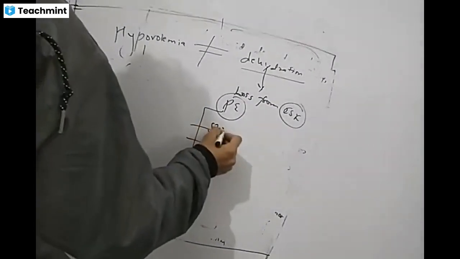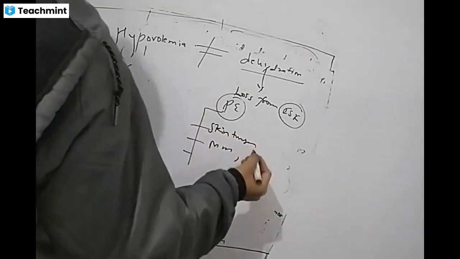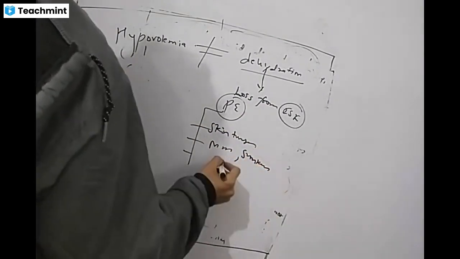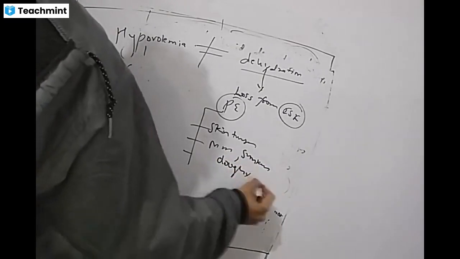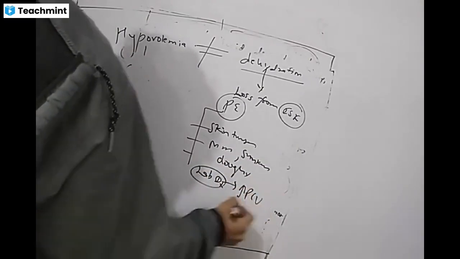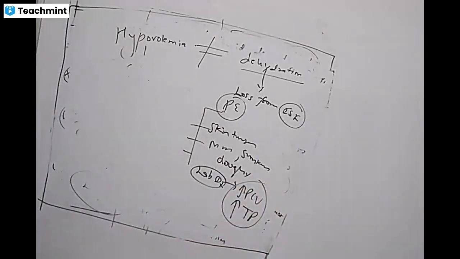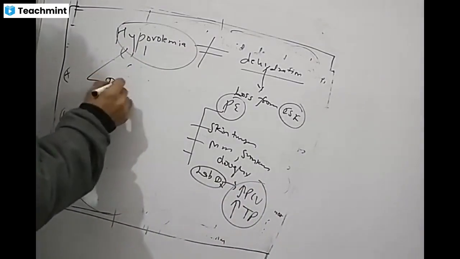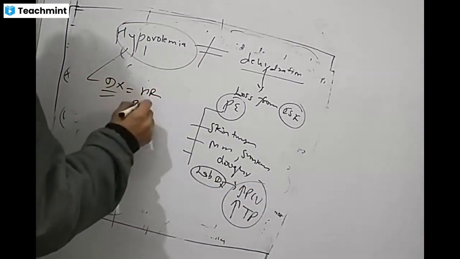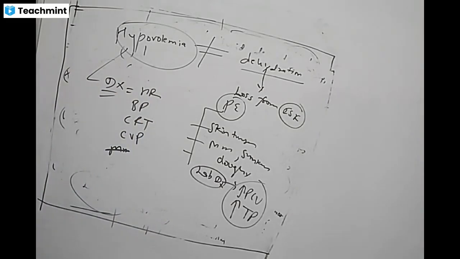Like, as I told, skin turgor and mucous membrane and sunken eyes, dull abdomen, and if you go for lab diagnosis, remember the two: increase in the PCV and elevated total protein. For hypovolemia, we can diagnose by heart rate, BP, CRT, central venous pressure. Okay, listen. So these are hypovolemia versus dehydration.